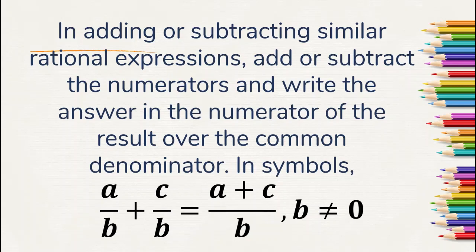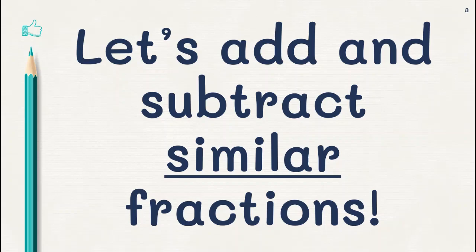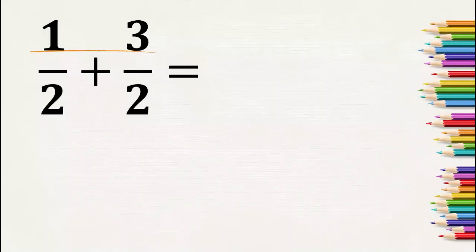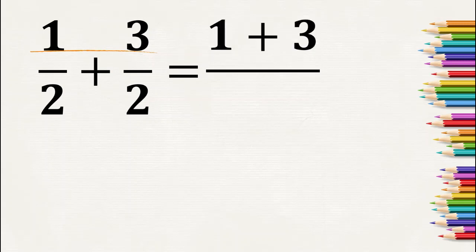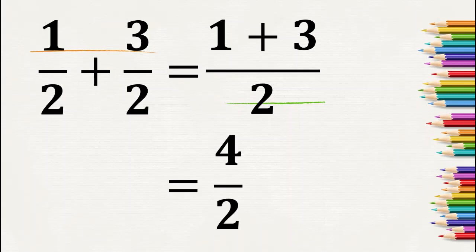Let's add and subtract similar fractions. Our given is 1/2 plus 3/2. Copy the common denominator and then add the numerators. Our numerators are 1 and 3. So 1 plus 3 all over 2. 1 plus 3 is 4. Copy the denominator. We have 2. So we have 4 divided by 2 is simply 2. Therefore, the sum of 1/2 and 3/2 is 2.